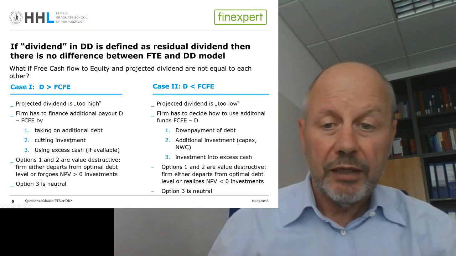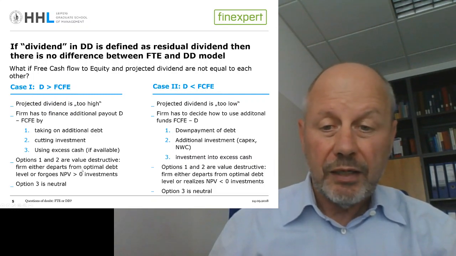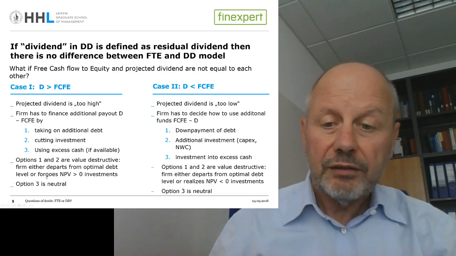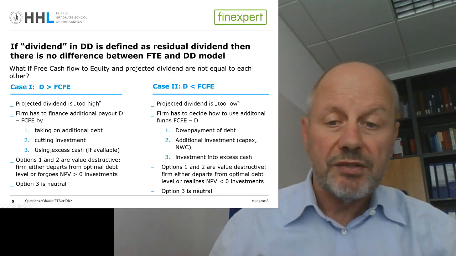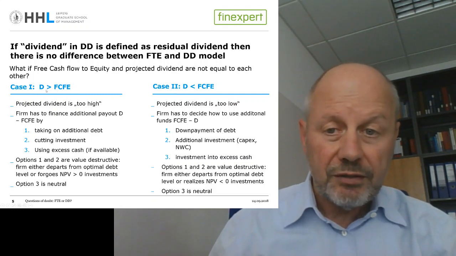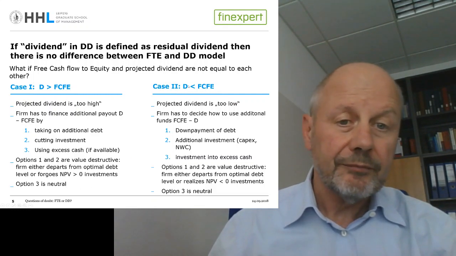You realize, of course, or you forgo some good investment opportunities just to realize the dividend. Only option number 3 is neutral. That is, if the firm uses excess cash in order to fund this additional dividend as the difference between the two, then it is value neutral. We will look at the conditions on the next slide.